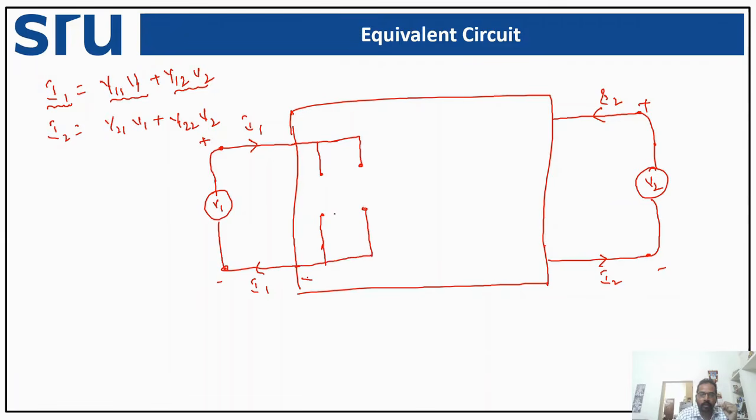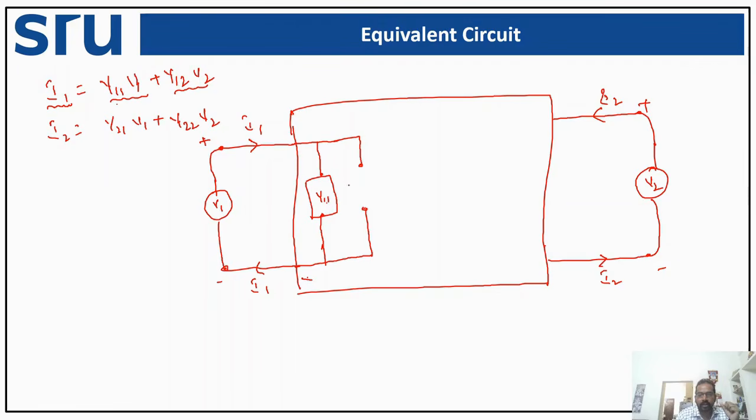So this V1 and these two branches are connected in parallel. Whenever we have any elements connected in parallel, those elements have the same voltage, the same potential difference across those two terminals. So we have V1 and we have V1. We should have an element here, say Y11. The current flowing through this is Y11 into V1.